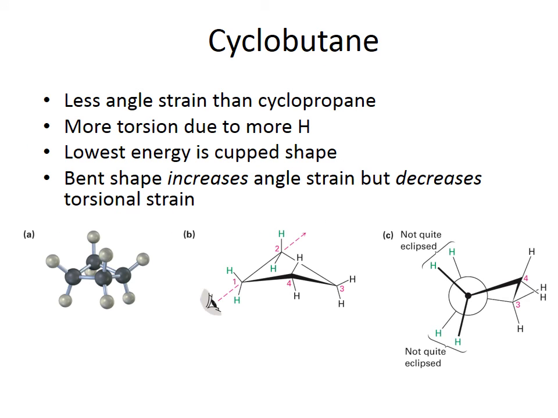Cyclobutane. It slightly puckers in order to keep the bonds from being eclipsed. If I flatten out the cyclobutane structure, I would have eclipsed hydrogens. So it puckers slightly to reduce some of that torsional strain. When it does, it increases the angle strain slightly, but less than the reduction in the torsional strain. So this cupped or puckered shape is lower energy.